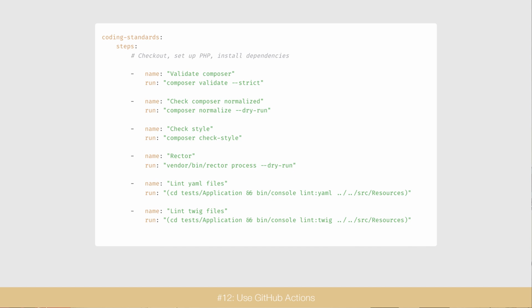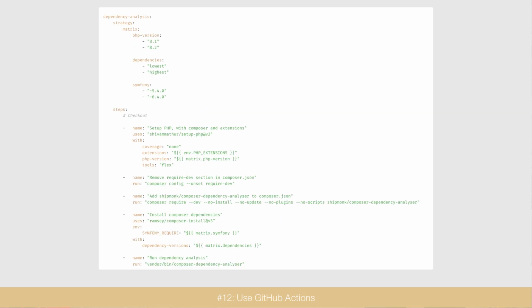This is a very simple example that will just enforce my coding standards, lint some things. Another example, which is a bit more interesting, is dependency analysis. We saw at the very beginning that I said that you should define all your dependencies. This is the step that enforces that.